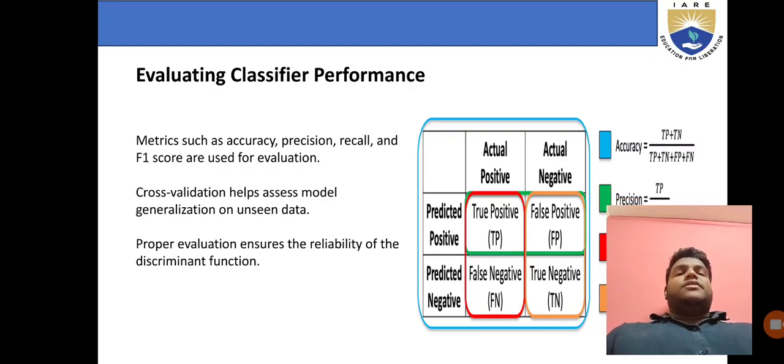Evaluating classifier performance. Metrics such as accuracy, precision, recall, and F1 score are used for evaluation. Cross validation helps assess model generalization on unseen data. Proper evaluation ensures the reliability of the discriminant function. Actual positive, actual negative. Predicted positive: true positive and false positive. Predicted negative: false negative and true negative.